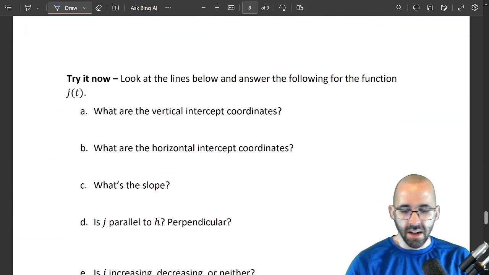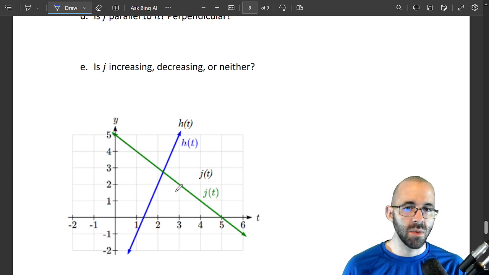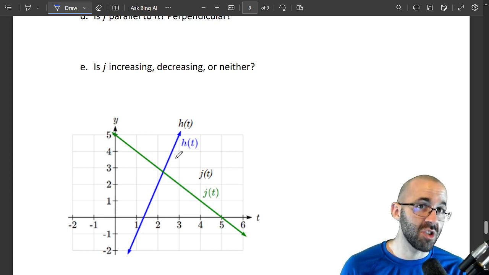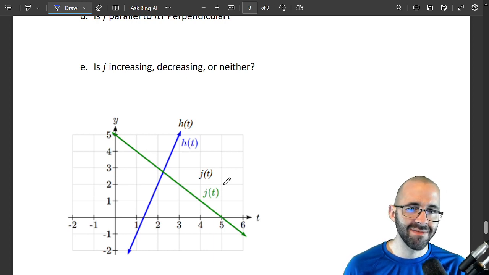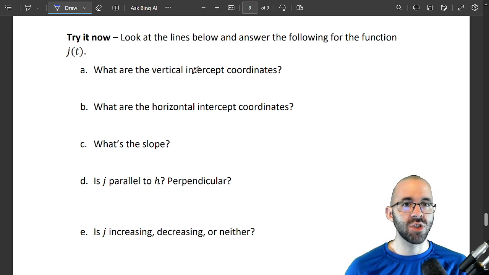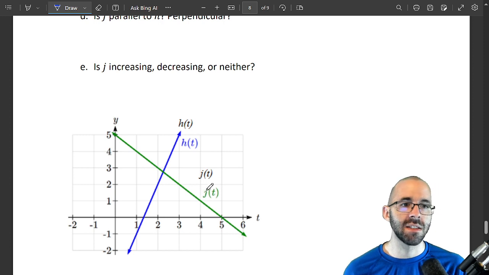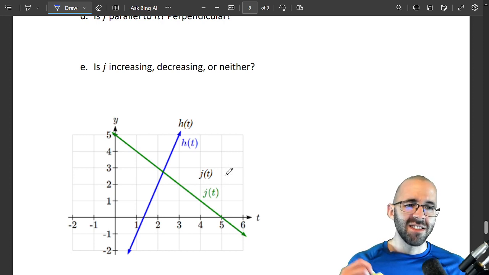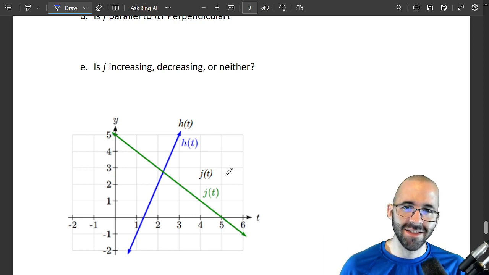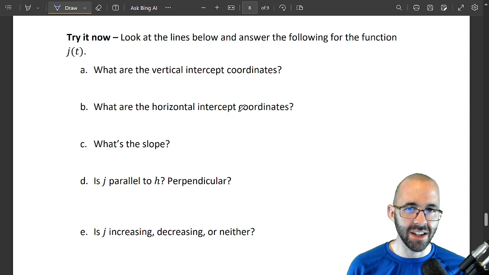All right, I want you to try it now. Look at this graph below, which, by the way, is the graph that we just did. These are the same h, g, j. So look at those lines and answer the following questions for j, specifically for the green j, which is confusing because my name's Jay, Jason, and I'm wearing blue, but it's fine. Answer these, pause the video. Let's see if we get the same.